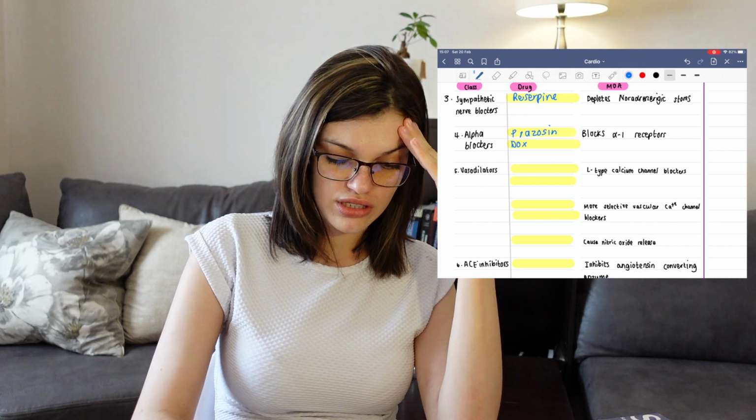That does make sense. So, alright, the second one is the alpha blockers. Now, alpha blockers block alpha-1 receptors. Alpha-1 receptors are located in the veins, and an example of this includes prazosin and doxazosin.